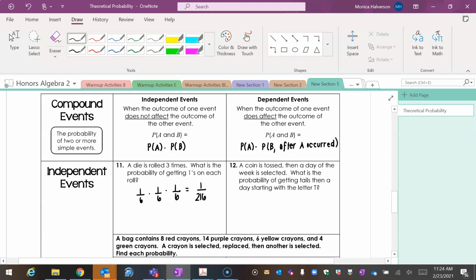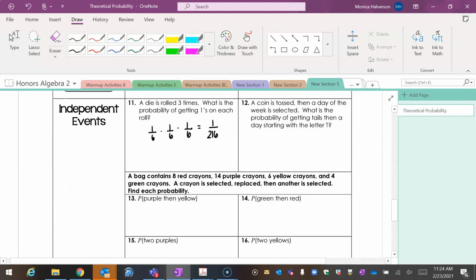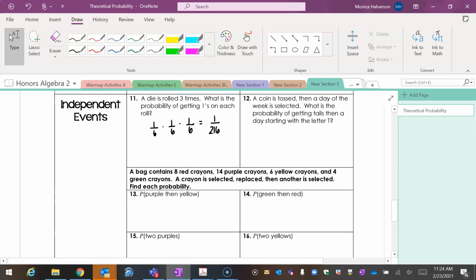All right, let's look at another example of an independent event. A coin is tossed, then a day of the week is selected. What is the probability of getting tails, then a day starting with the letter T? It doesn't matter what the coin toss is on picking a day of the week. These are completely independent events.